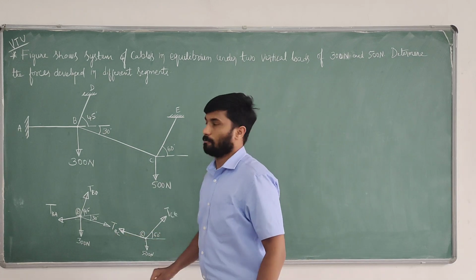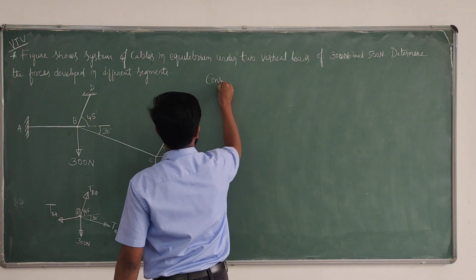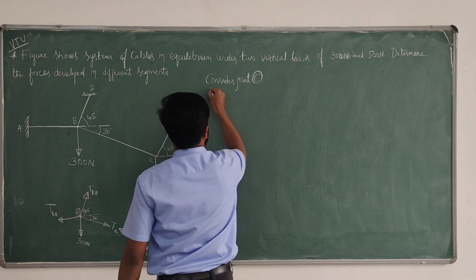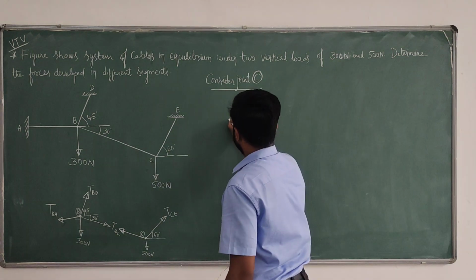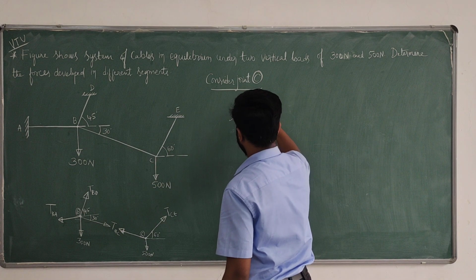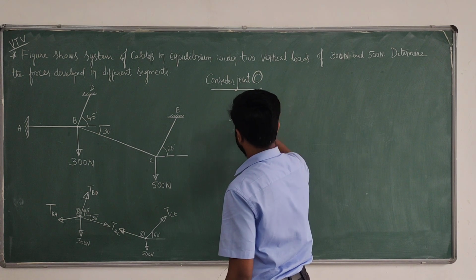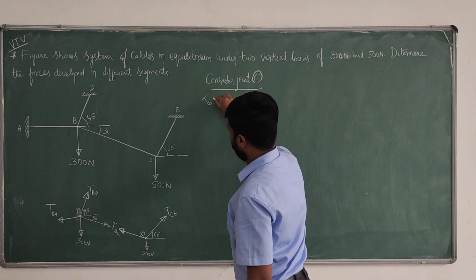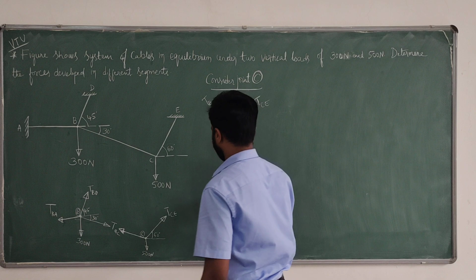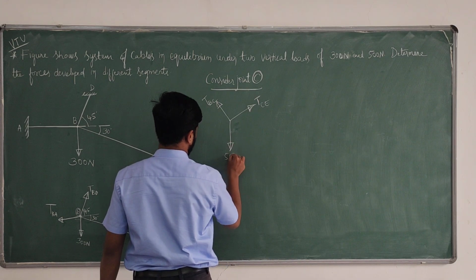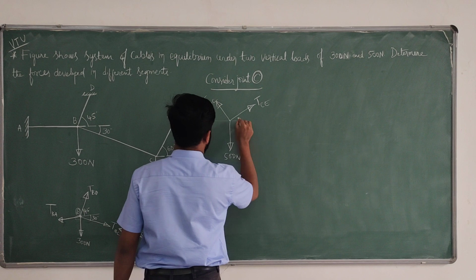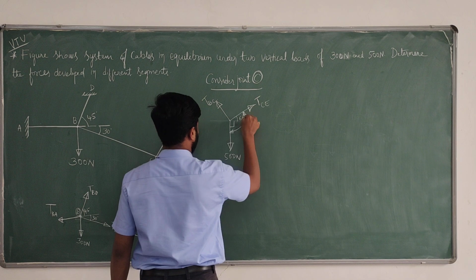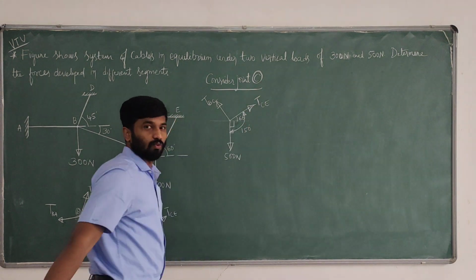Now consider joint C. So this is TCE. One more force, this is TBC, which is equal to TCB, and one more force we have, 500 Newton. The angles: this is 60 degree and 90 degree. Total it will become 90 plus 60, 150 degree.